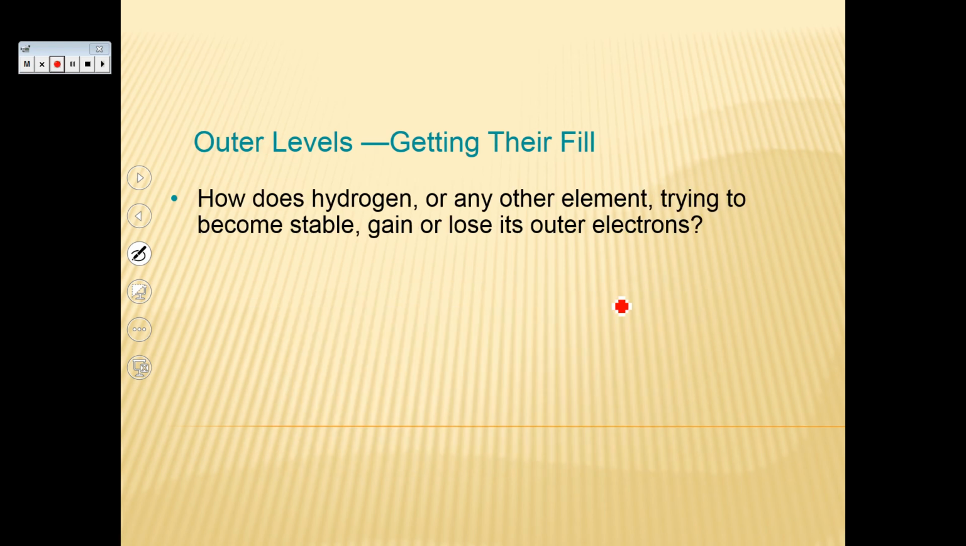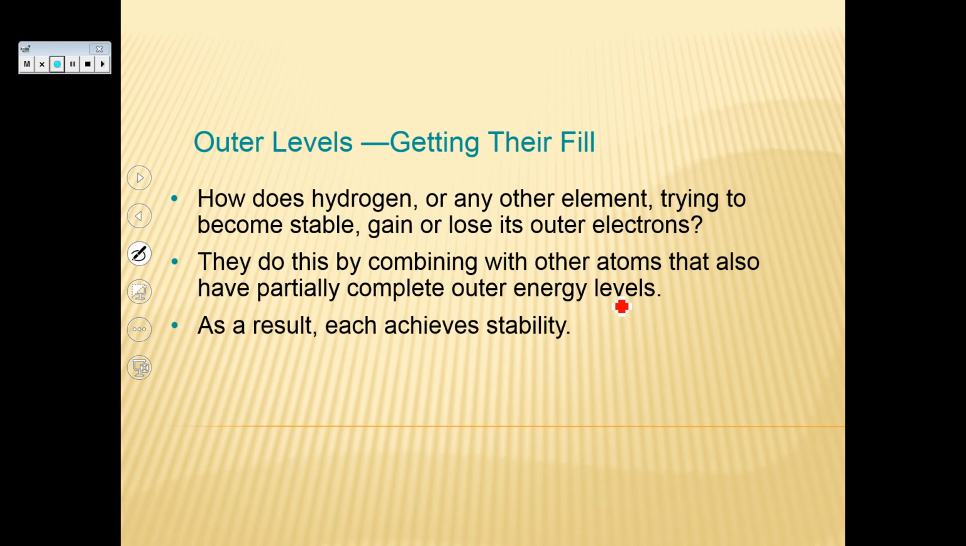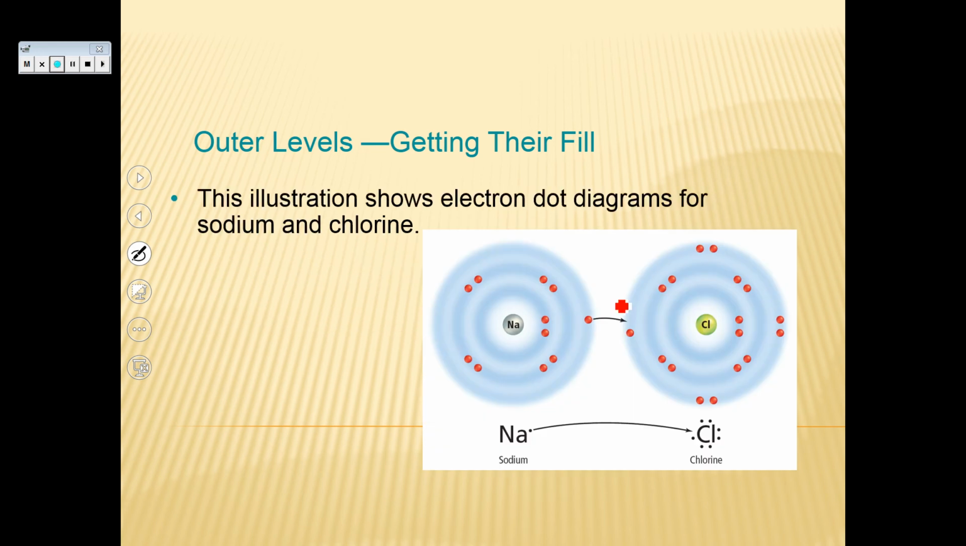How does hydrogen or any other element trying to become stable gain or lose its outer electrons to become 8? They do this by combining with other atoms that also have partially complete outer energy levels. As a result, each achieves chemical stability. This illustration shows electron dot diagrams for sodium and chlorine.